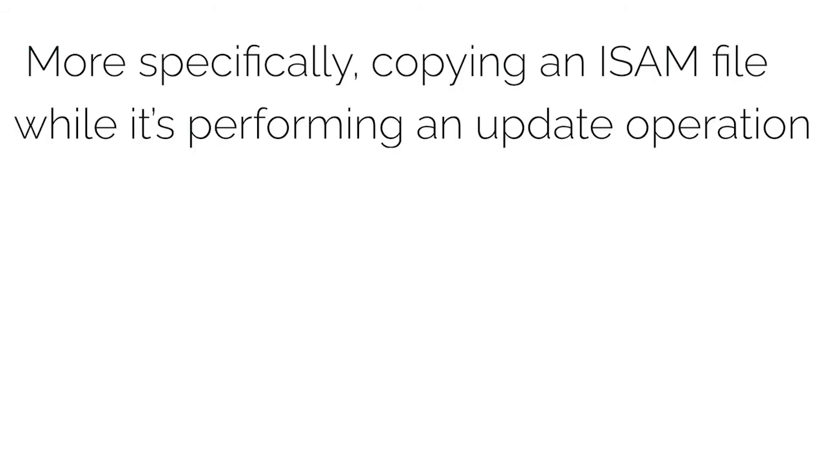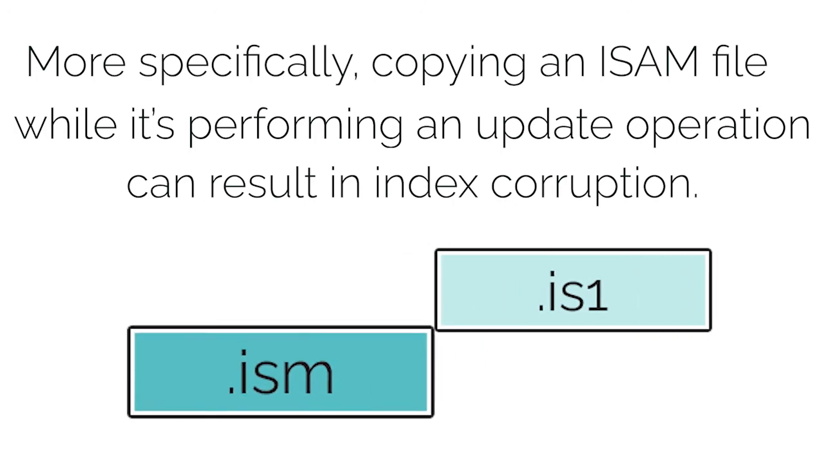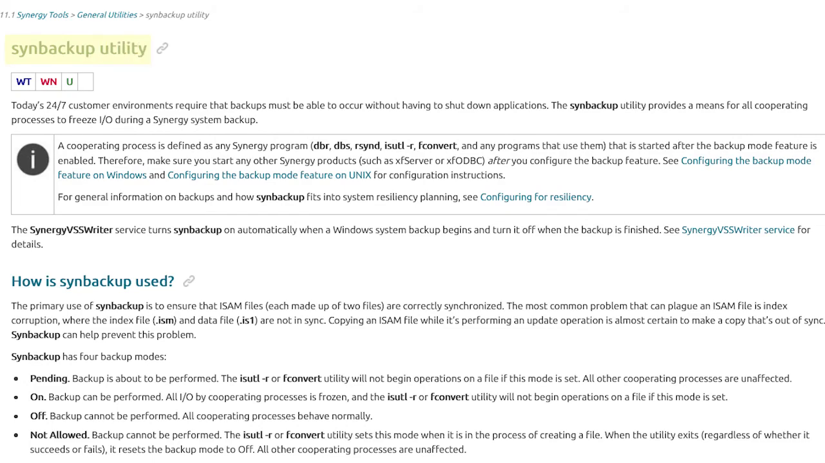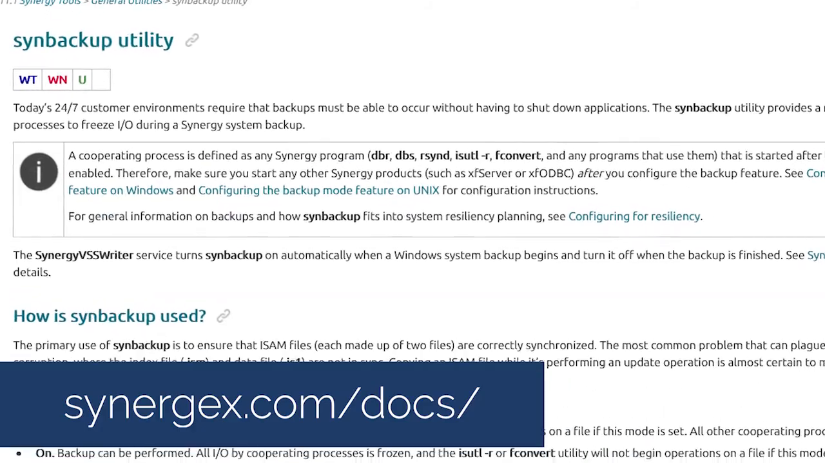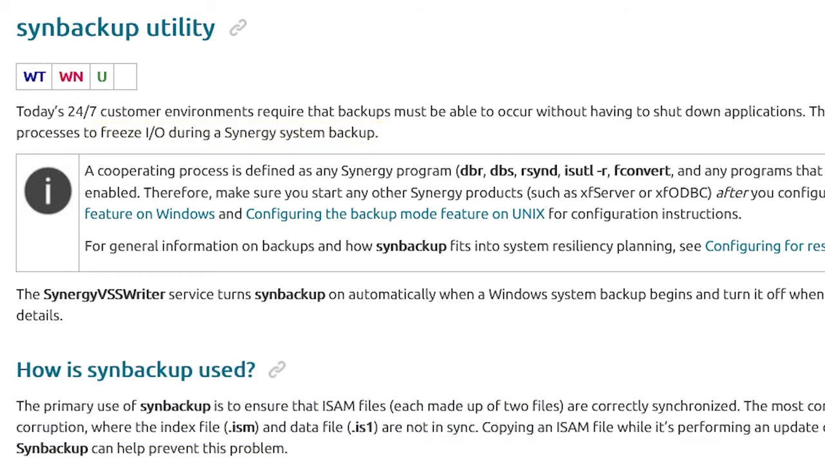More specifically, copying an ISAM file while it's performing an update operation can result in index corruption, where the index file and data file are not in sync. Synbackup prevents this and similar errors from arising by freezing the updating of files until the backup is complete, then thawing the I/O to allow updates to start again.